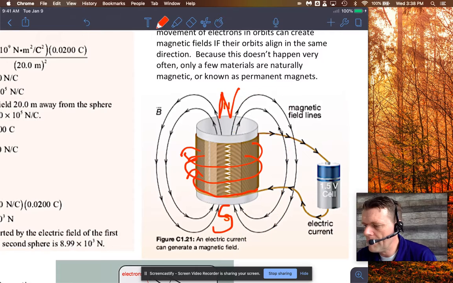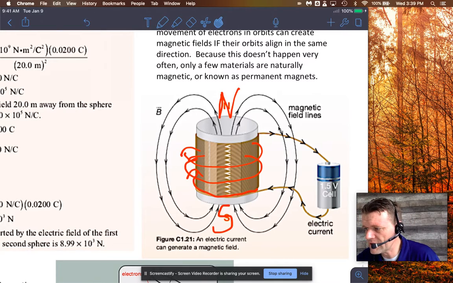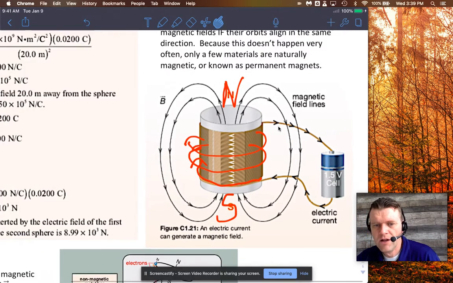So, the word is induced. I don't think you'll need to remember that per se, but if the current isn't flowing, then there's no magnetic field at all. As soon as you turn the current on, it induces or causes a magnetic field to be present. And then it'll interact with metals and attract a south pole or a north pole or whatever, because they literally just act like a magnet.